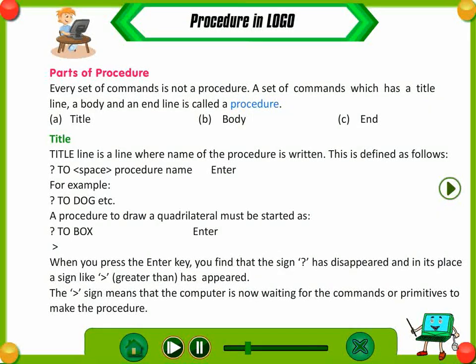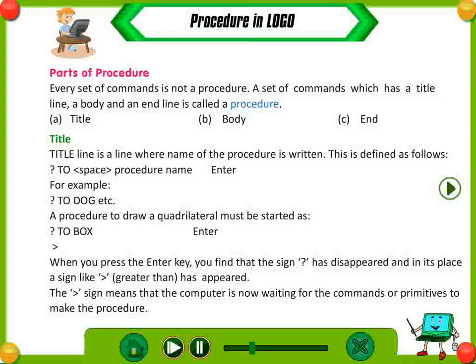Parts of a procedure. Every set of commands is not a procedure. A set of commands which has a title line, a body and an end line is called a procedure: title, body, end. The title line is a line where the name of the procedure is written. It is defined as follows: question mark, TO, space, procedure name, enter. For example, question mark, TO DOG.